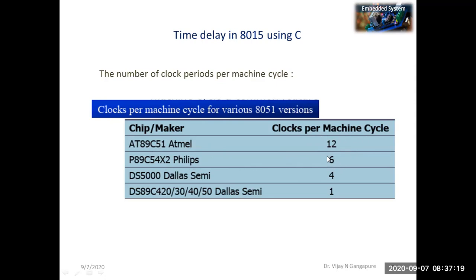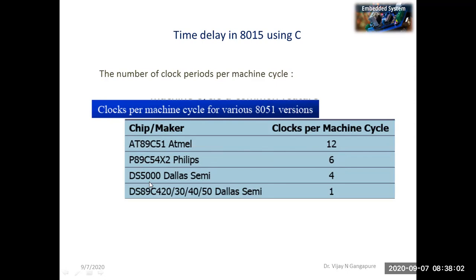So the meaning is, for a particular instruction, this 8089C51 takes, suppose, X machine cycles to execute. Then the second microcontroller, manufactured by Philips, requires half the time required by the first one, that is the 8089C51 microcontroller. Because in the second case the number of clock cycles per machine cycle is 6, and in case of this 8089C51, the number of clock cycles per machine cycle is 12.